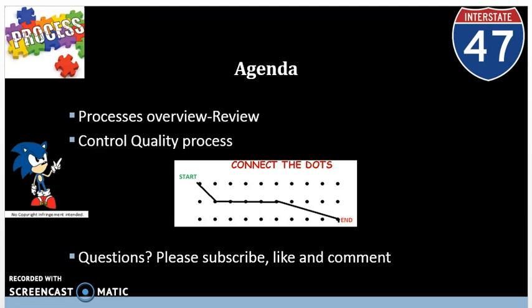Today's agenda will be going over reviewing the PMBOK process table as well as the 26th process, which is the control quality process. This process occurs at the intersection of the quality knowledge area and the controlling process group.